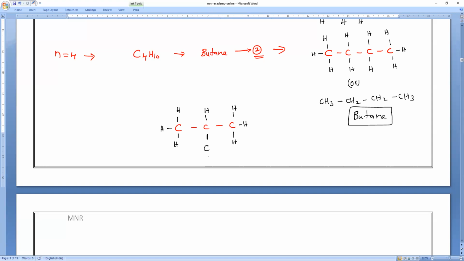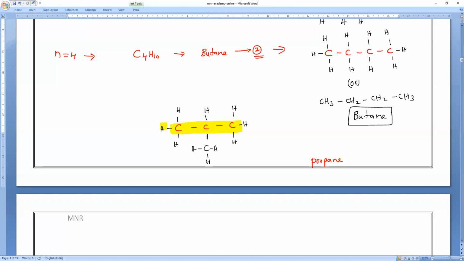Now, naming of the branched chain. You remember, you have to follow certain rules. What is the next duty? Identifying the longest carbon chain. What is the longest carbon chain? Three carbons. Three means propane.